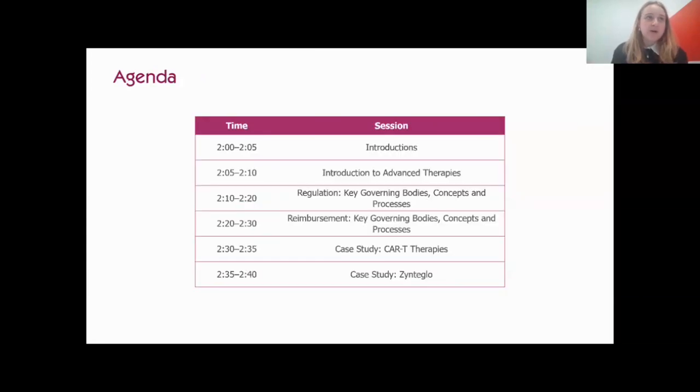So an overview of my session will be just an introduction to advanced therapies. This was part of the previous webinar in the series, so we'll just quickly be recapping that as a refresher. And then we'll go through the steps of regulation, key governing bodies, concepts, and the processes. And then we'll go through the same for reimbursement. And then we'll go through two case studies that demonstrate some of the challenges and variability that go along with regulation and reimbursement of advanced therapies.